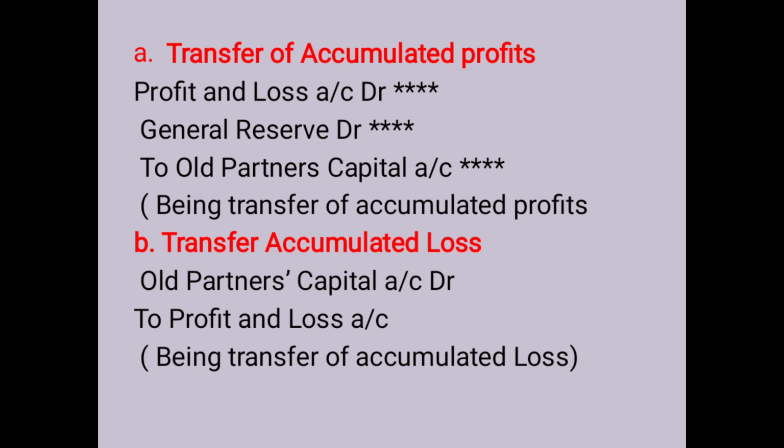Next, the transfer of accumulated profit. Profit and loss account debit, general reserve account debit, to old partners' capital account, being transfer of accumulated profit. And B, the transfer of accumulated loss: old partners' capital account debit to profit and loss account, being the transfer of accumulated loss.